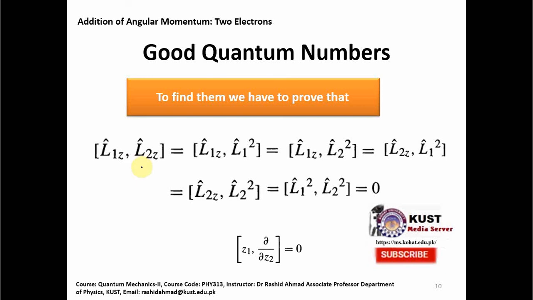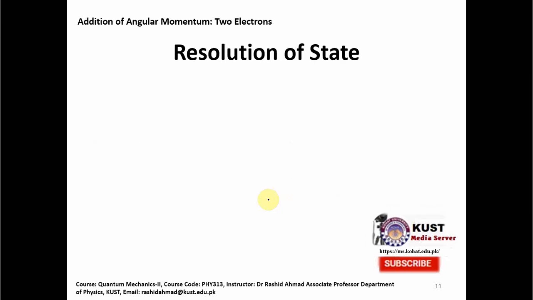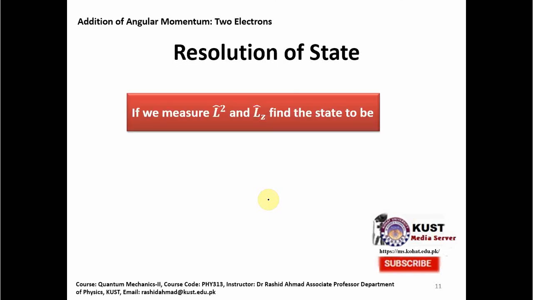But it is an interesting exercise, where you either put in the values of L1Z and L2Z or use these hints. But anyway, please try to calculate all these commutation relations and check for yourself that they are equal to 0. And if you prove that they are equal to 0, then their corresponding eigenvalues are good quantum numbers. Okay. Then, as I have already said, these commutation relations have a direct relationship with the resolution of the state.